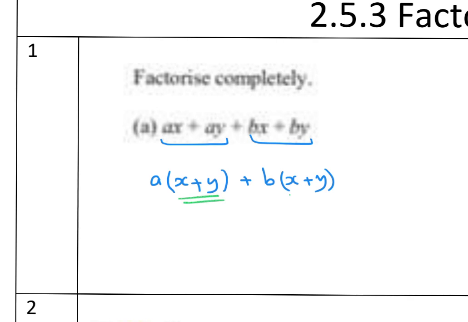We have the same bracket. Now we can take this quantity, x plus y, as a common factor in both terms. So you have x plus y, then bracket: a times x plus y divided by x plus y, so we are left with a, plus b times x plus y divided by x plus y, so we have b.